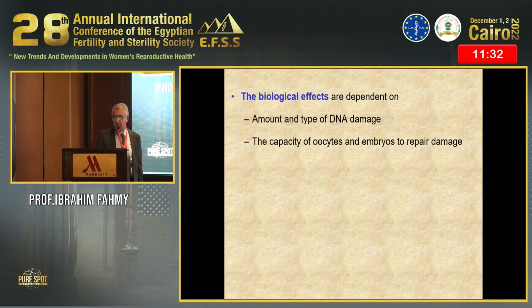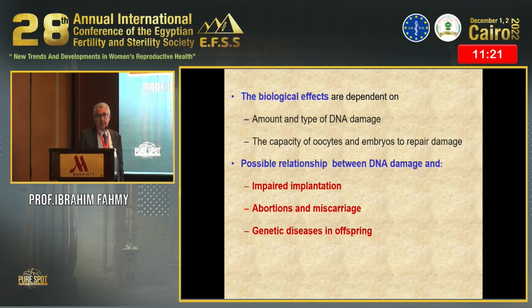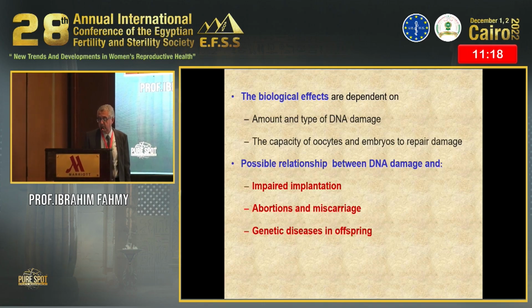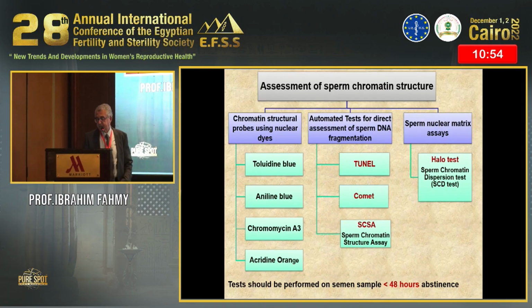The biological effects of the DNA damage depend on the amount of the damage and the capacity of the oocyte and the embryo to repair the damage. There is a possible relationship between DNA damage and impaired implantation, abortions and miscarriages, and genetic diseases in the offspring. However, there is little or no effect on fertilization. Usually, sperm with DNA damage are able to fertilize the oocytes. And the oocyte then either repairs the DNA damage or fails to repair it, so it will lead to impaired implantation and the other pathological effects.